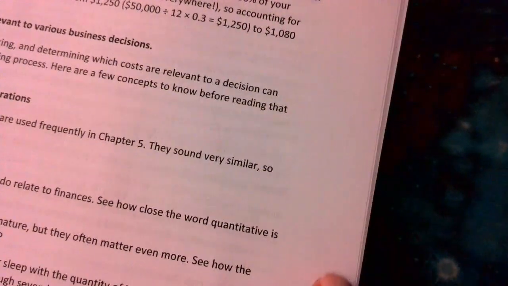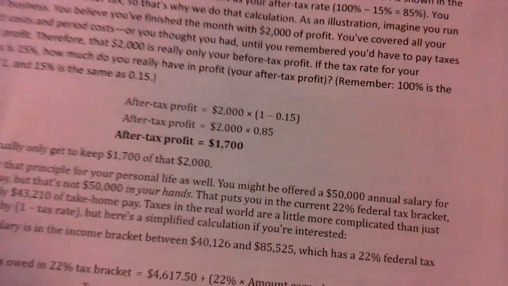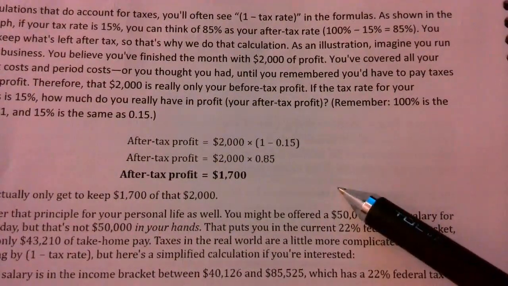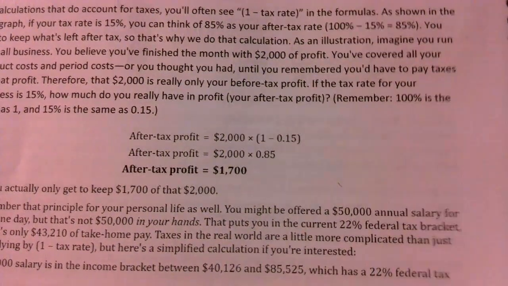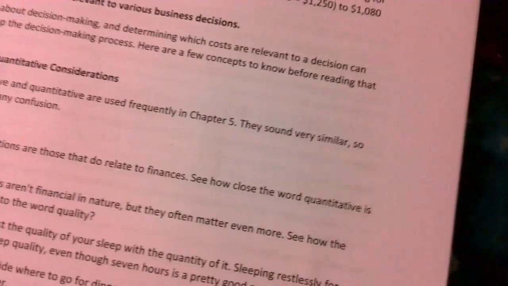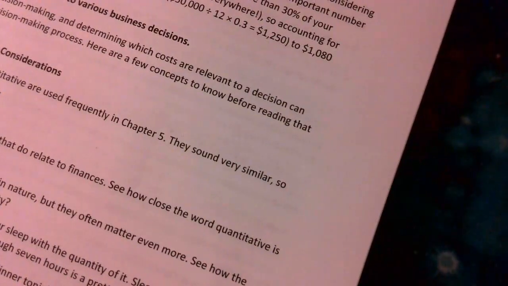Now, there's a bunch of stuff in here on before and after tax profits. Don't worry about this. We'll do this ourselves later. It's not really review type material. So what else do we have here? Quantitative and qualitative considerations.